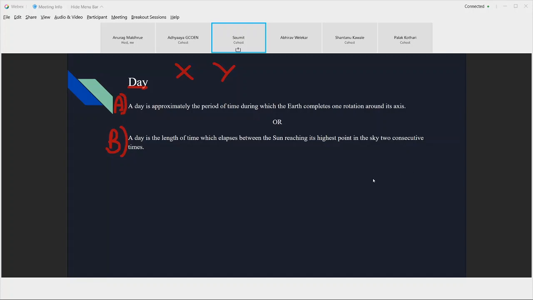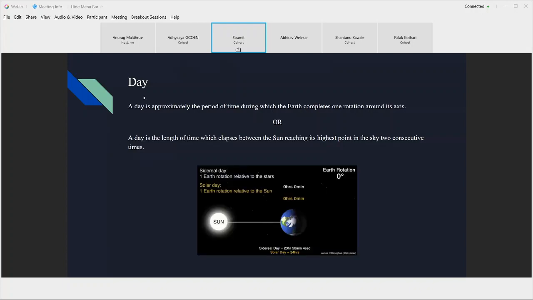There are the last 15 seconds to answer the poll, and after that it will be closed. So if you want to answer now. Okay, almost three times the number of people have answered A. So what exactly is the answer? Let's have a look at it. Both are actually right. The A option is called the sidereal day, while option B is called the solar day.